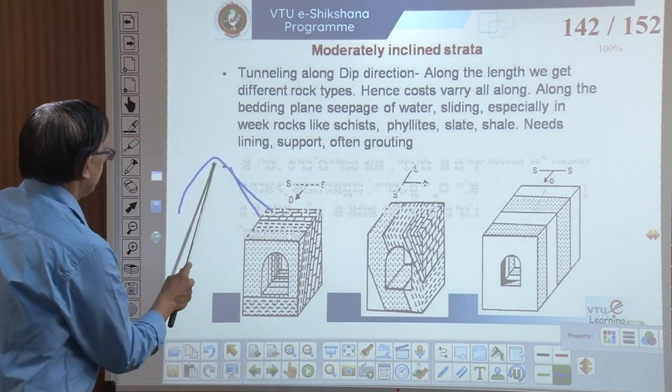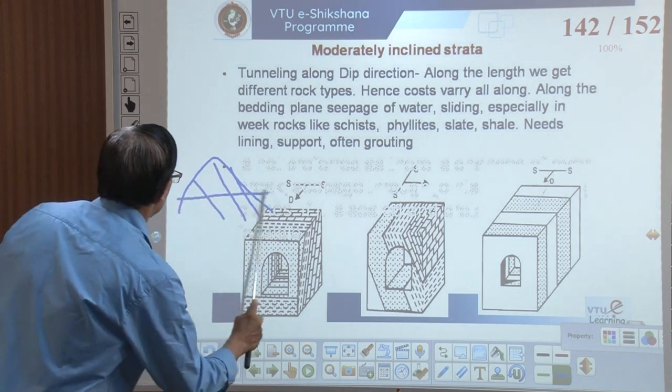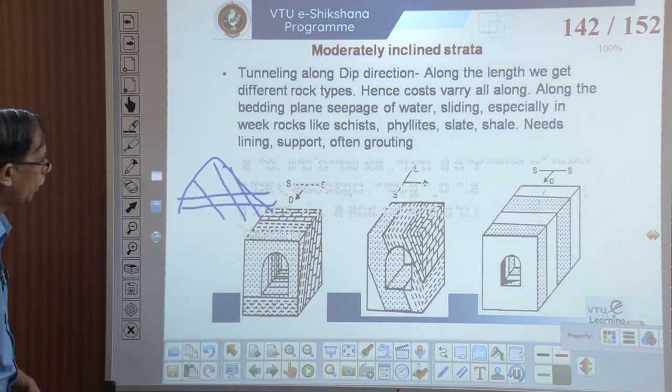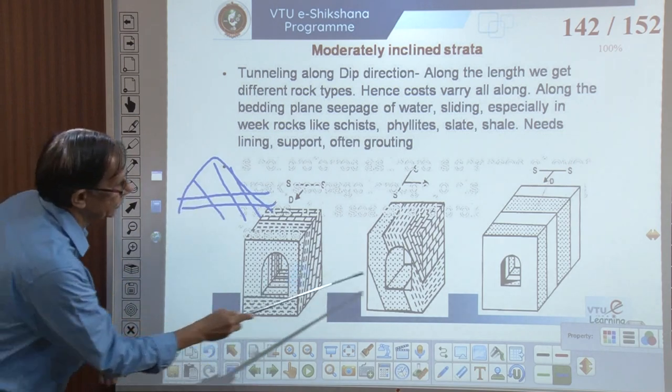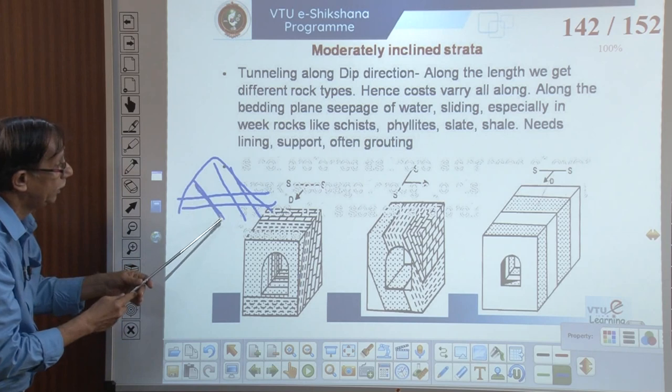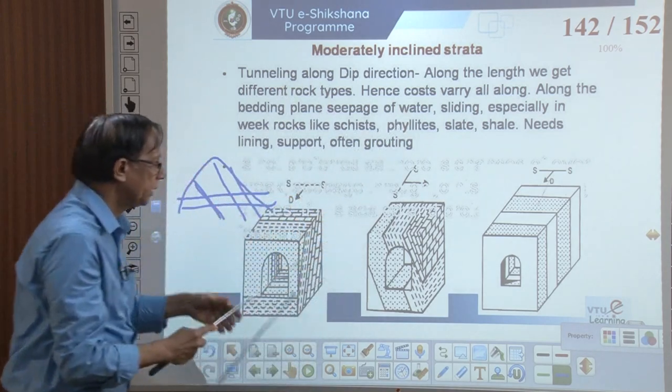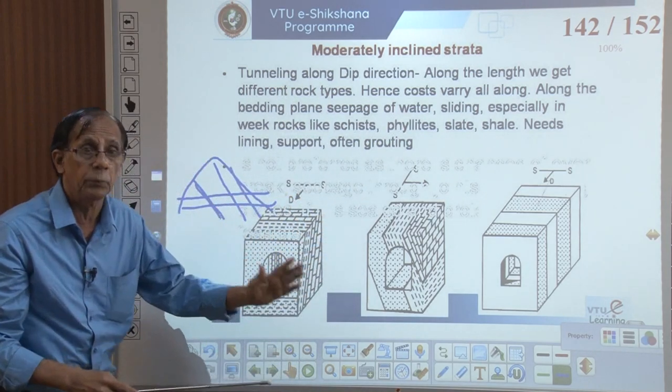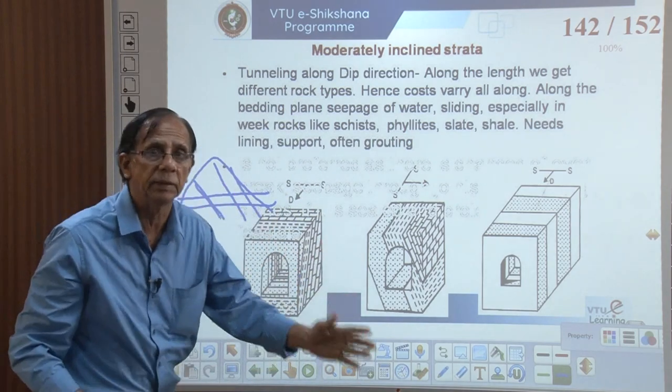If these are the layers of sedimentary rock and a tunnel is running through them, what are the problems? This is a sloping bed I have shown here, at different degrees. If they are gentle, there is a problem. If they are steeper, there is less problem with respect to sliding.